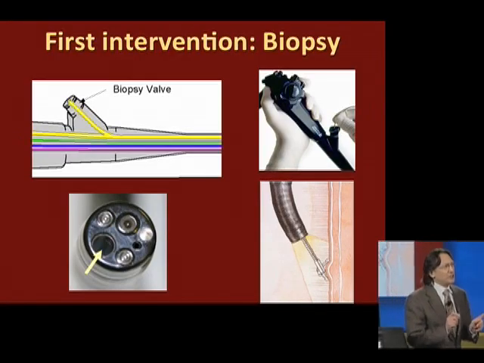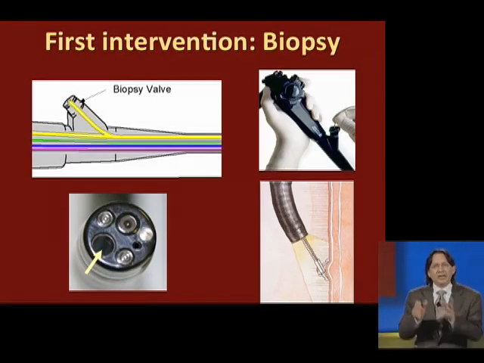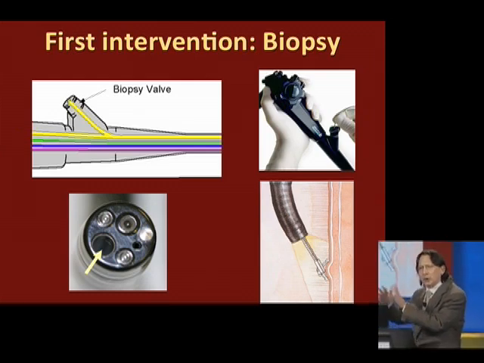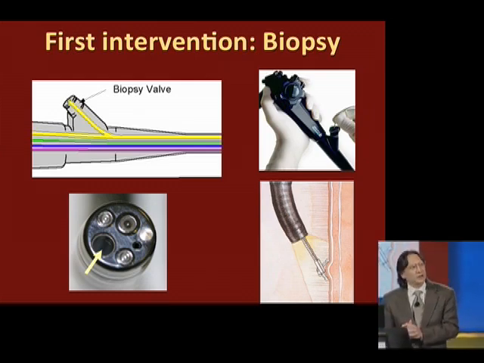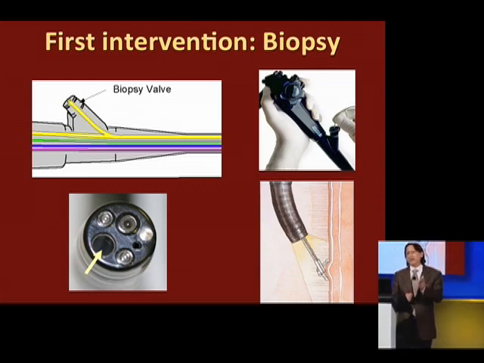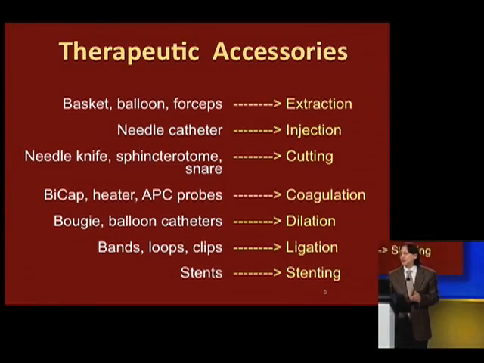The first intervention occurred with biopsy. So endoscopy started as a purely diagnostic tool, allowing us to look at the mucosa of the GI tract. But it evolved into an interventional tool with the integration of that working channel into the endoscope, allowing us to perform biopsies. Now that was, of course, still diagnosis. And now we make the shift to therapy.